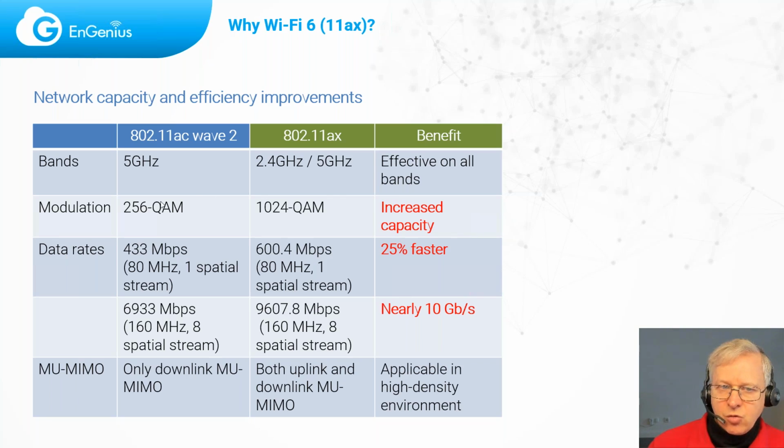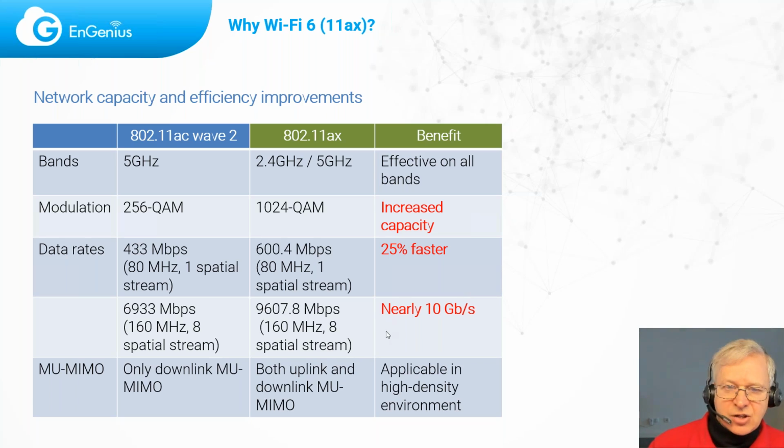Because it went from 256 QAM to 1024, it increases the capacity, and you will see that back in the data rates, which will be on average something like 25% faster. Well, it depends a little bit on how you calculate. It's 33% faster going from AC to AX, or 25% if you look at it from the AX speed.